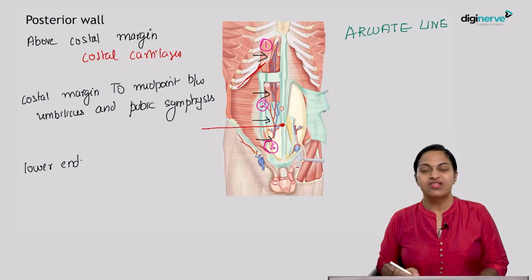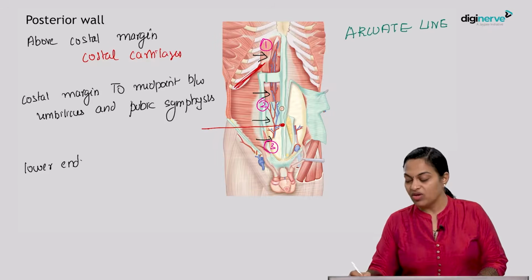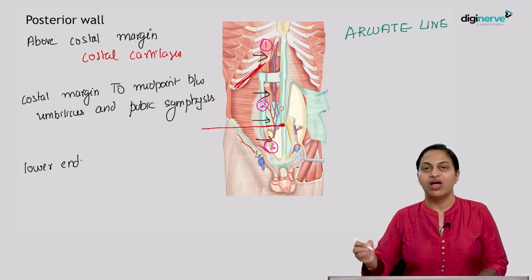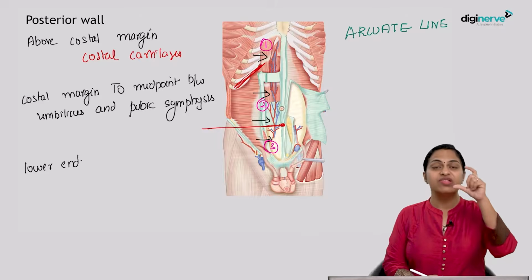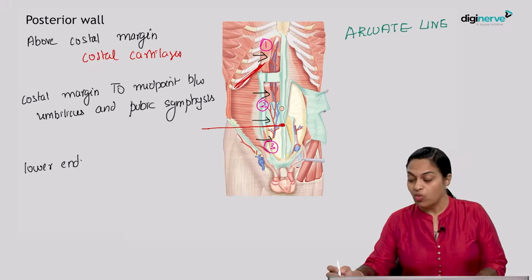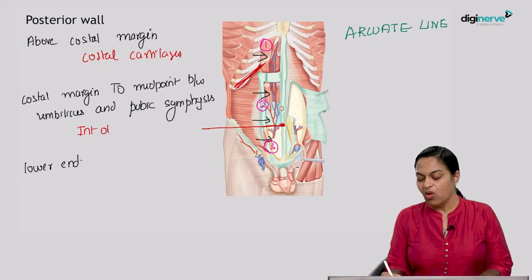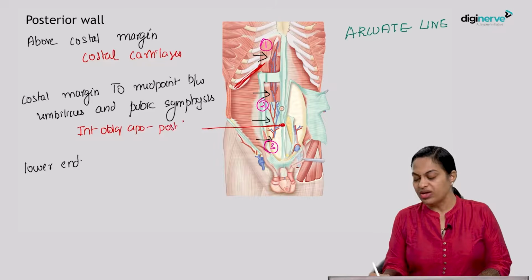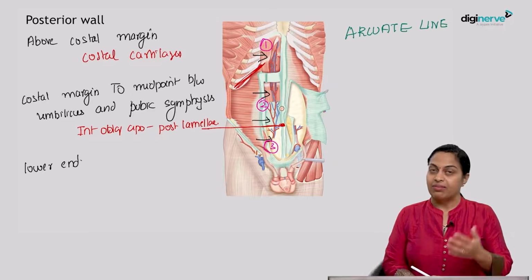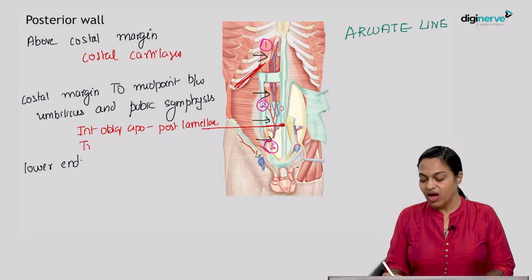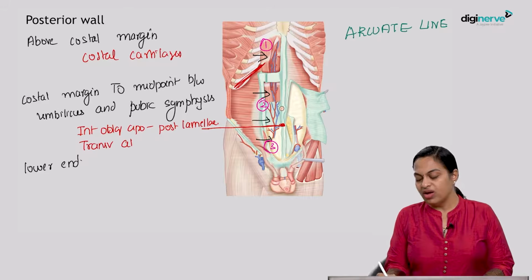Now coming to this mid segment, that is from the costal margin to a point midway between the umbilicus and pubic symphysis. This mid segment, the posterior wall of the rectus sheath is going to be formed by the internal oblique aponeurosis, its posterior lamella. Fine. And behind that, we'll get to see the aponeurosis of transversus abdominis muscle.